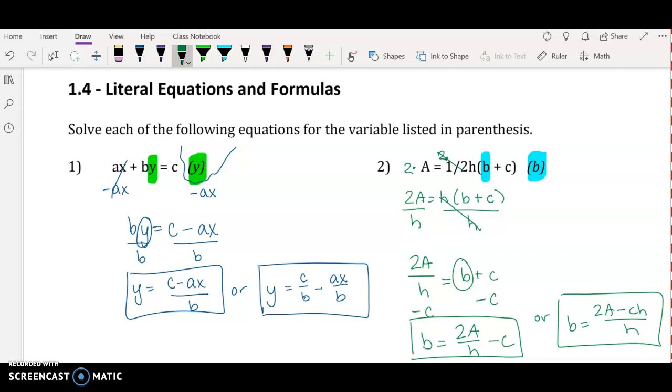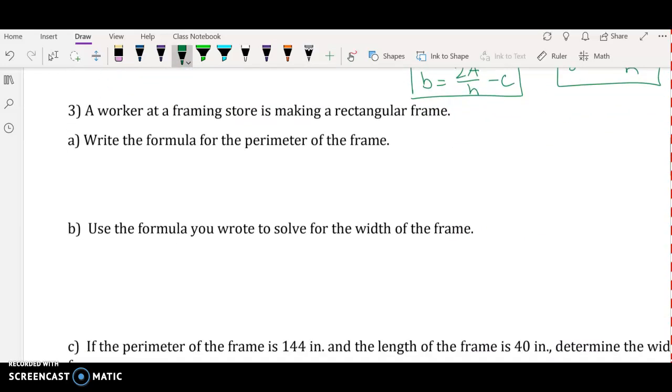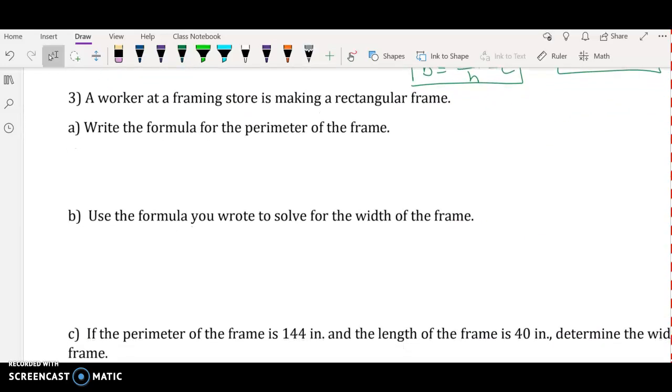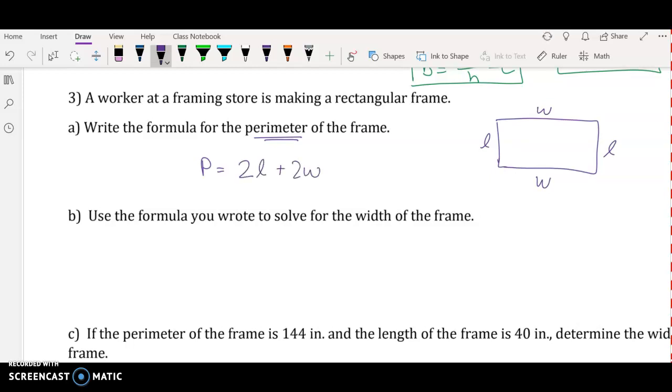So now what we're going to do is take this idea of getting a variable by itself, and apply it in different situations. So this first one is someone who is making a rectangular frame. So we have this rectangle shape. We want to find the perimeter of the frame. So worst case situation, if you come across a formula you don't know, Google it. We have those options available to us. For the perimeter though, we can actually figure that out. If we call this length and this width, the perimeter would be adding all those together. So there would be 2 L's being added to 2 W's in total.